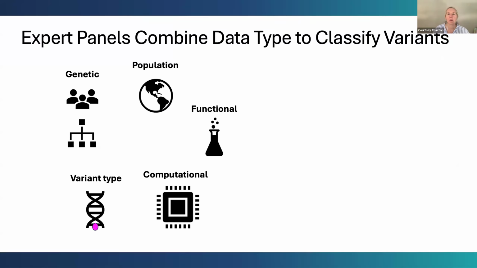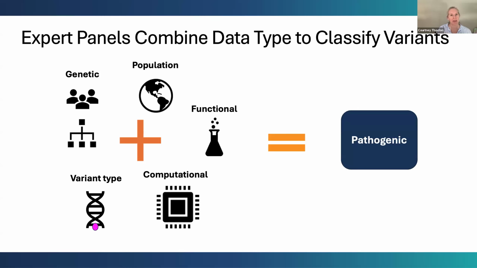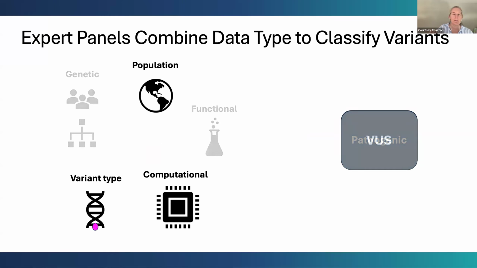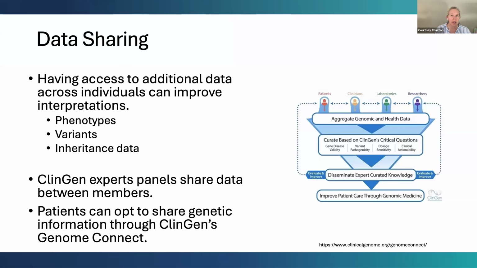And so, of course, the really important part of this is that expert panels combine data types to classify these variants. So when we have all of the optimal data types that we need, we can end up getting to something like pathogenic. But if we were missing any parts of these, we end up at a VUS. And so this is really important, and why I started this talk with the game of let's play this color, because data sharing is at the most highest point of our priorities. We want to be able to get access to and give access to additional data across individuals so we can improve those interpretations.